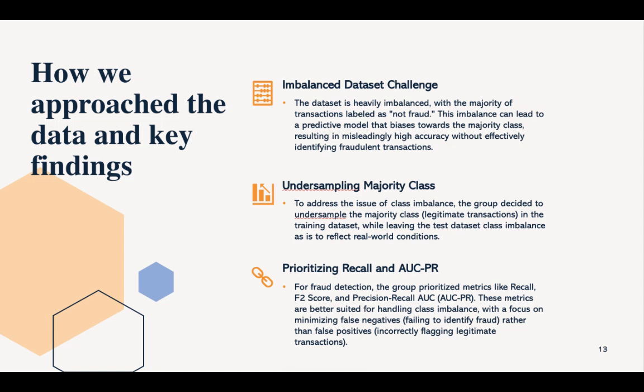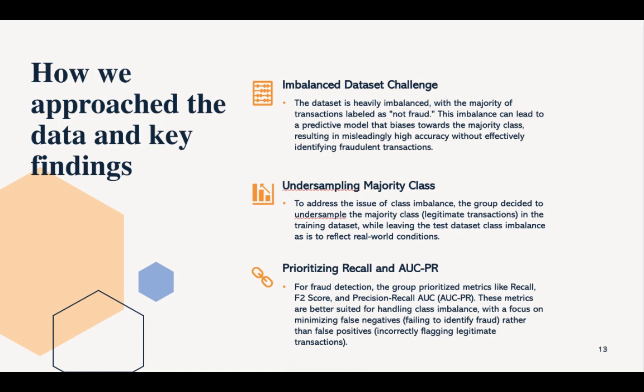In our data set, we find that the number of transactions that are labeled as not fraud greatly outnumber the number of transactions that are labeled as fraud. While this is representative of a real world environment, imbalanced data sets can pose a challenge for predictive modeling, where the model can bias towards the majority class, which in this case is the transactions labeled as not fraud.